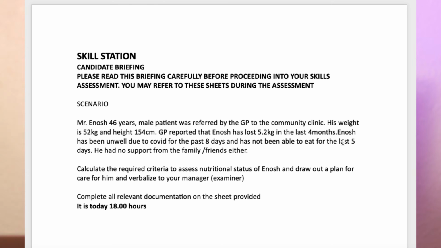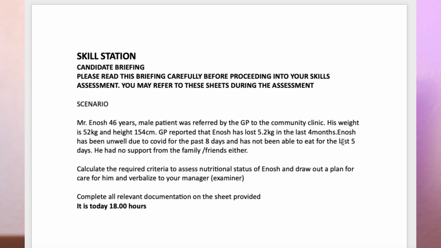So how are we going to do this? Basically it has told us the weight of Mr. Enosh, which is 52, the height, which is 154 centimeters. If you have to convert to meters, that's going to be 1.54 meters. And then it also tells me that Mr. Enosh has lost 5.2 kilograms.